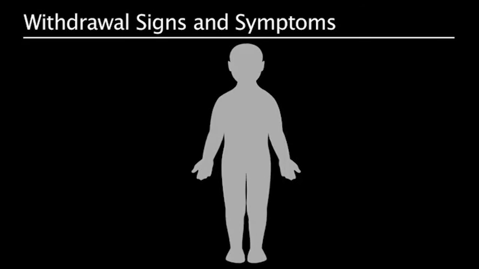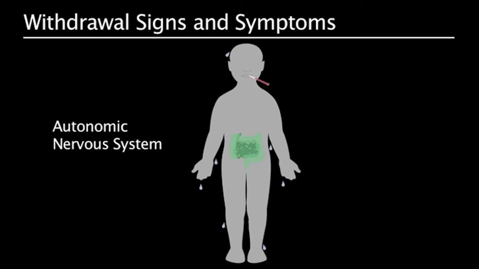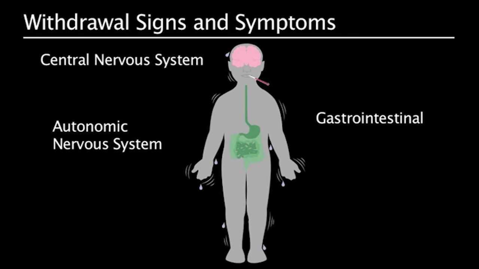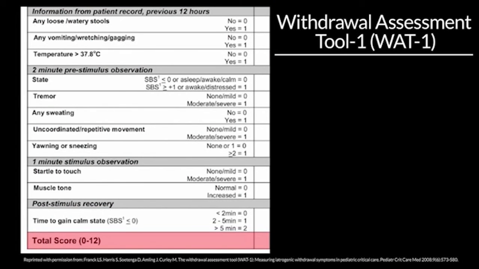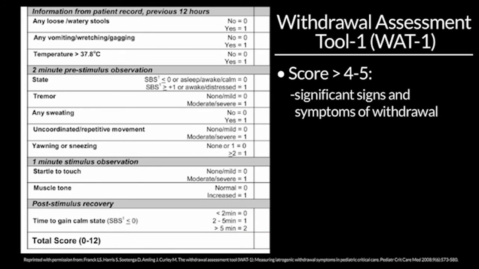But generally, signs and symptoms of withdrawal that can be seen are loose, watery stools, excessive yawning, sneezing, low-grade fever, excessive sweating, tremor, retching and vomiting, agitation, and easily startled. The scale that can be used is called a WAT-1, and it takes each of these behaviors that you can see and scores them on a scale of 0 to 12. Generally, when a patient reaches above a score of 4 to 5, the patient's having significant signs and symptoms of withdrawal.